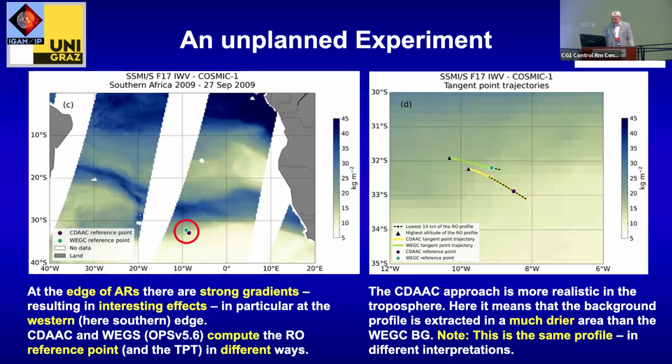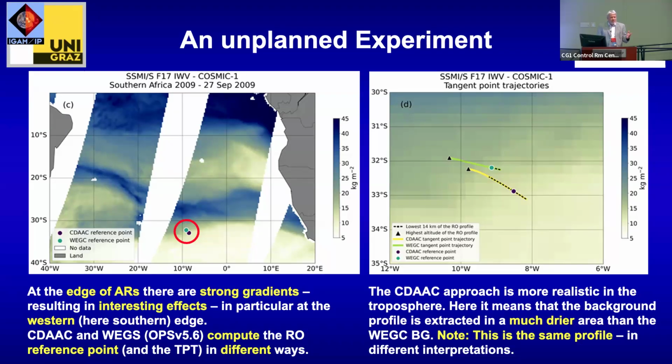I'm more interested in the result at the edge of the atmospheric rivers, in particular at the western edge. And in this case, we are looking at one. So this is Southern Africa. So this one has been hitting Southern Africa here. And here you see that I have two points here for the same profile. And this is related to the fact that the way the reference point of the profile is computed is different at CDAC and at Wegener Center, right?